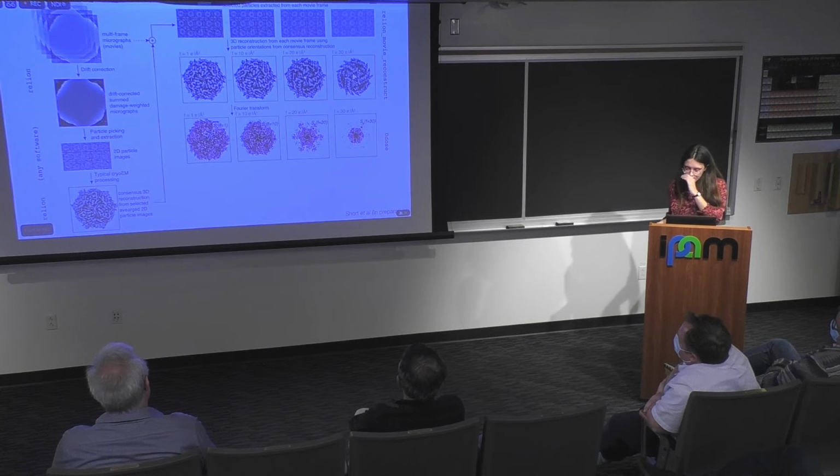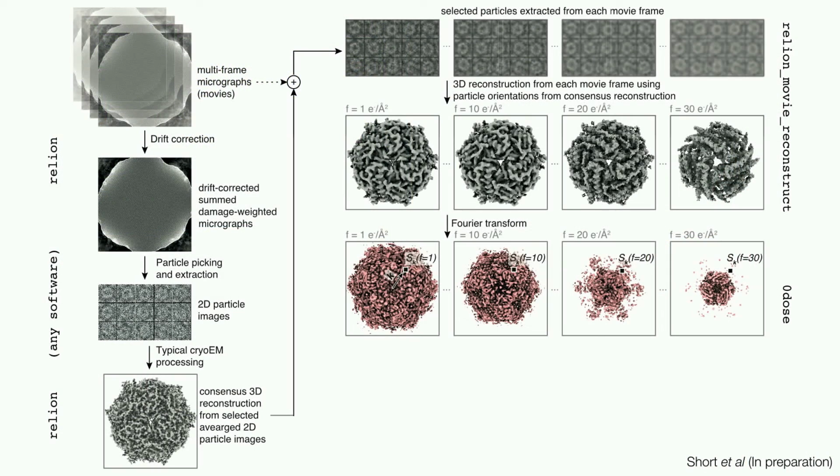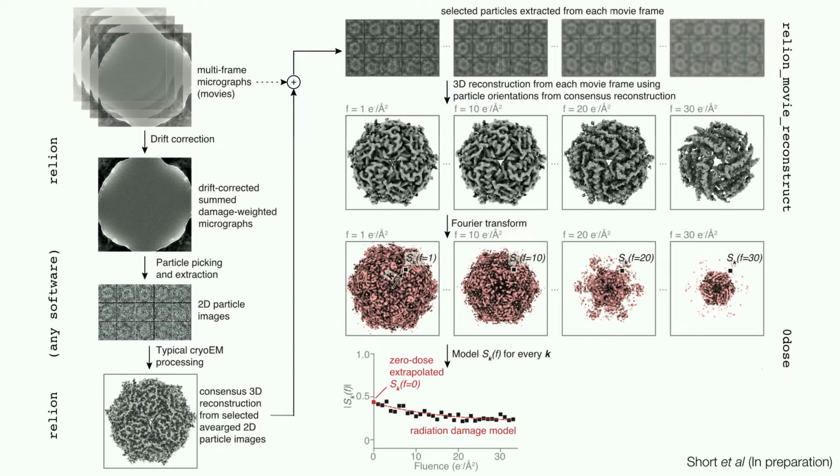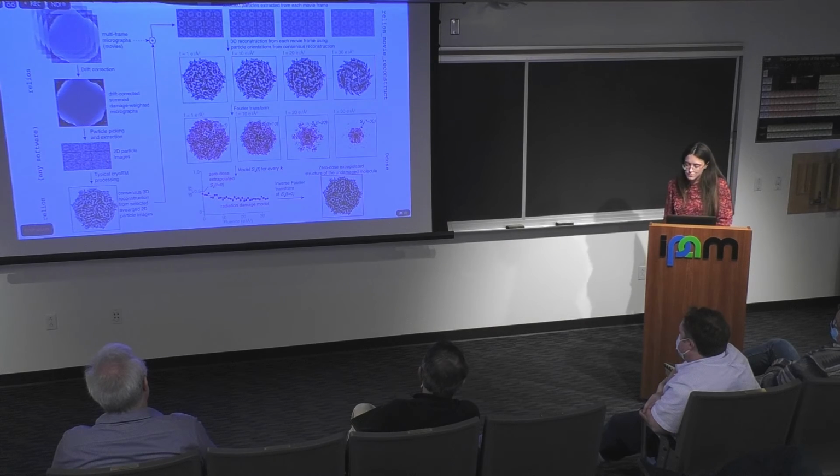After that, you feed this series of maps into our program called zero-dose. What that program will do is it will Fourier transform each of those, and then it will look at a specific voxel in Fourier space and will look how its value changes from frame to frame to frame. And for every voxel, it will fit this radiation damage model and calculate the intercept at zero fluence. Then it will populate the Fourier space with these intercepts and calculate the inverse transform to give you the map for the undamaged molecule.